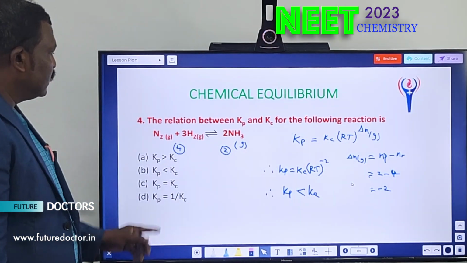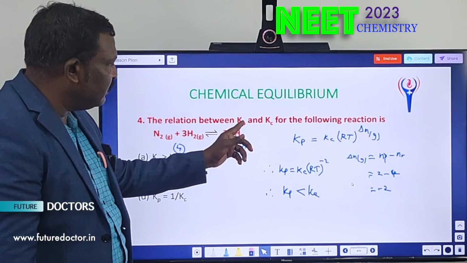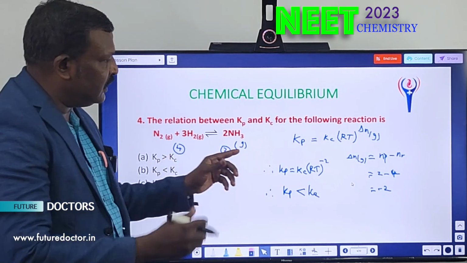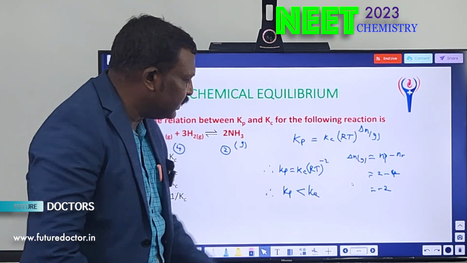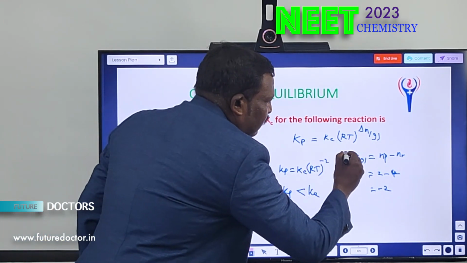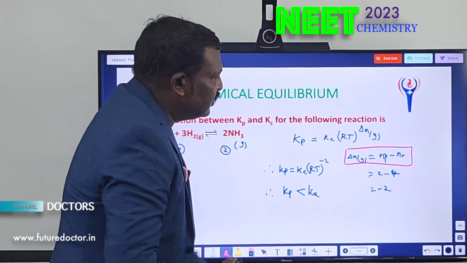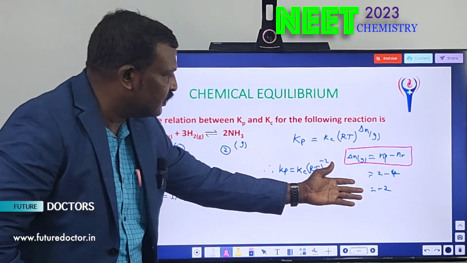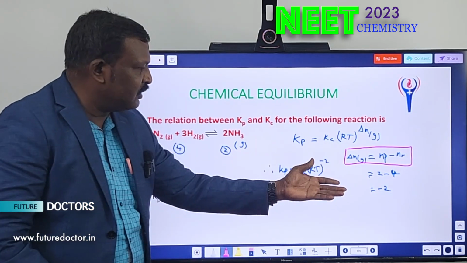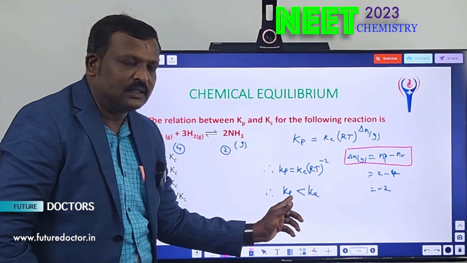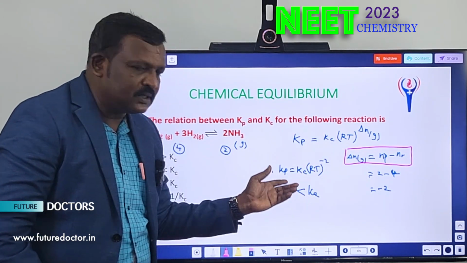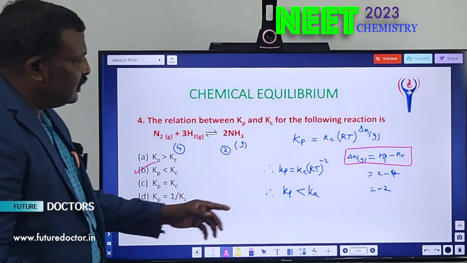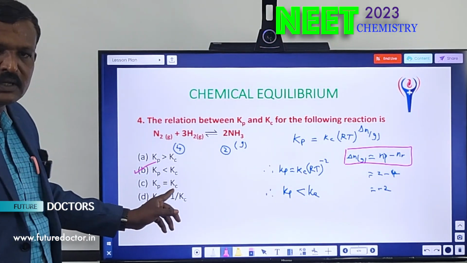Understood? Right. Okay, students, see the fourth question. They're asking to find the relation between Kp and Kc. You know this is the formula: Kp is equal to Kc RT power delta Ng. This is the formula to relate Kp and Kc. And delta Ng is Np minus Nr. Just remember this formula. Number of moles of product is 2, number of moles of reactant is 4. 2 minus 4 gives minus 2. If delta Ng is negative, Kp is always less than Kc. If delta Ng is positive, Kp is greater than Kc. So option B is the correct one. Suppose delta Ng is equal to 0, then Kp is equal to Kc. Understood? Are you following? Okay.